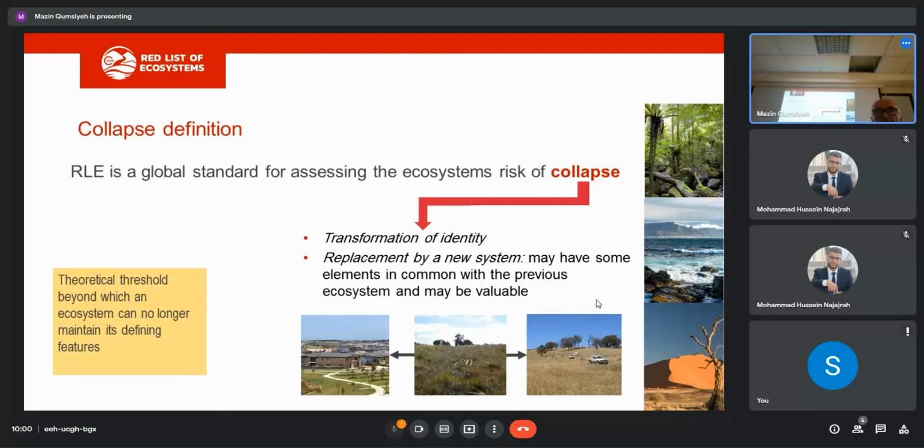Okay, it's a kind of bad evolution. But usually it's very progressive. So you have to define a limit at which there is a collapse of this ecosystem, where it changes to another ecosystem type.